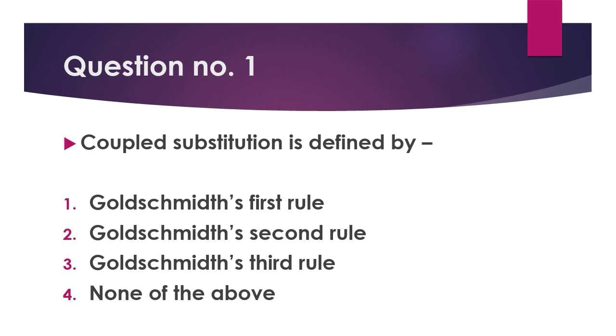So the coupled substitution, what happens is that there is a breaking in the neutrality of any crystal. Okay, so in this case, to maintain this neutrality of any crystal, there is another substitution. So one substitution leads to another substitution. This is called the coupled substitution, and it is defined by the Goldsmith's second rule.